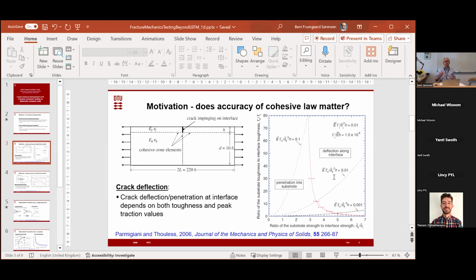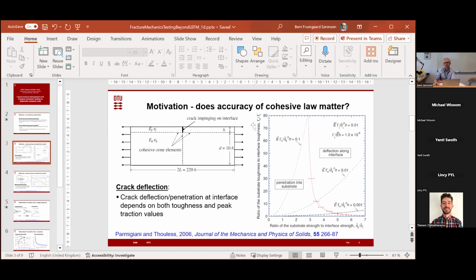And here's one motivating example. In this case, we have a problem where a specimen is loaded in tension and there's a pre-existing crack. And then there's a possibility for a delamination and the possibility that the crack could penetrate down to the substrate. So this is modeled by two different cohesive laws, one for the interface and one for the penetrating crack. What controls when that happens?